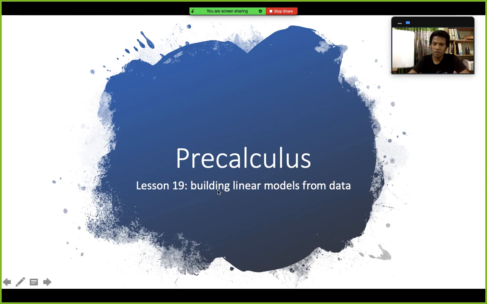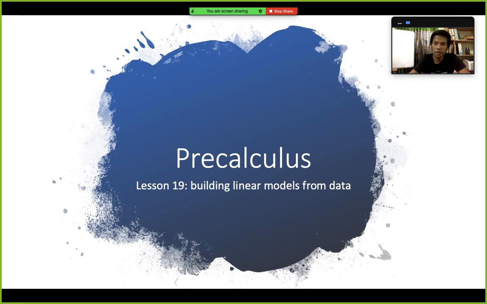In this lesson, we will discuss how to build some linear models from the given data. It means when some data is given or some graph is given, if that graph is linear, how can we find out some equation from that graph? How can we find out some function from the given data or graph if they represent a linear progression, a linear relationship?